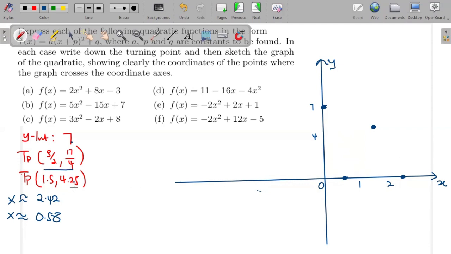Remember, this one here was minus 17 over 4 and not positive. So this should be minus there. So this point here will come somewhere down. It will be 1.5 comma, and if this is minus 4, it will be somewhere here. So I made a mistake there on the turning point. This was minus. Take note. And now this one should make sense.